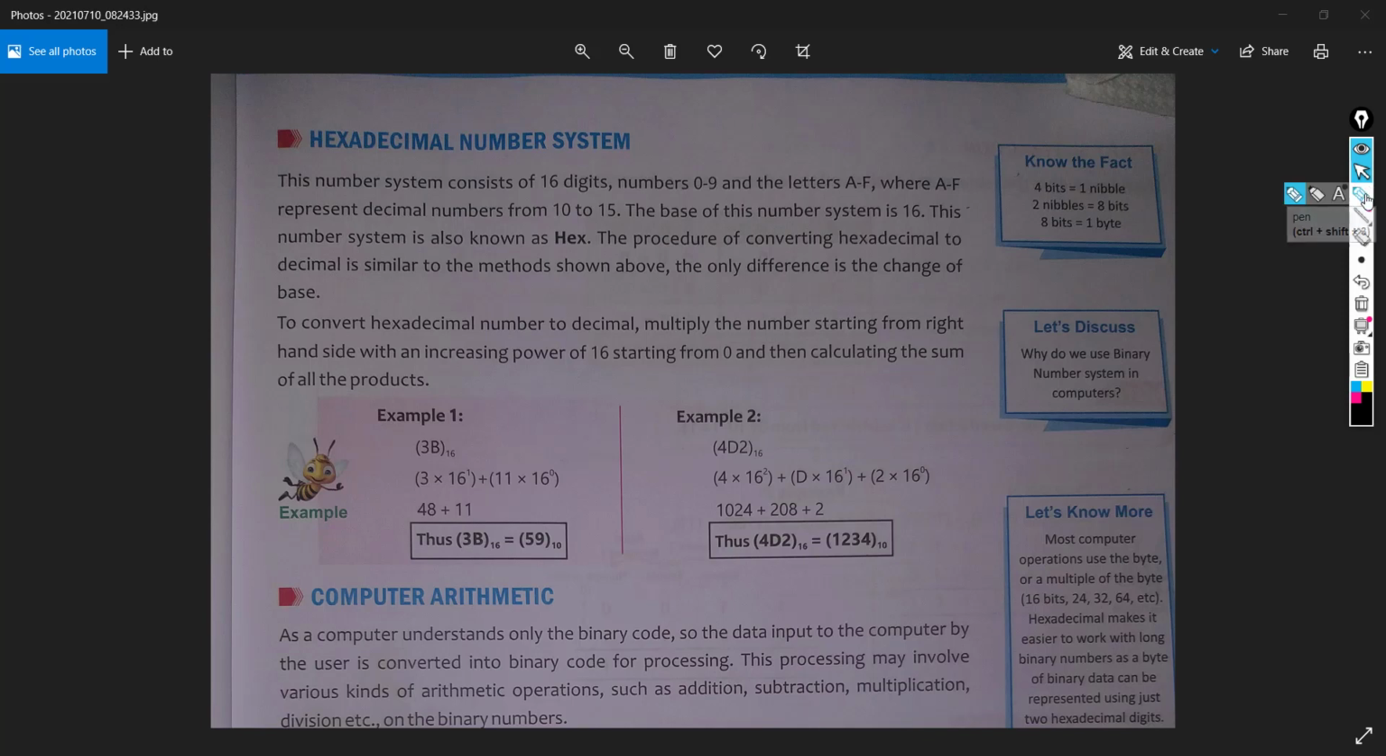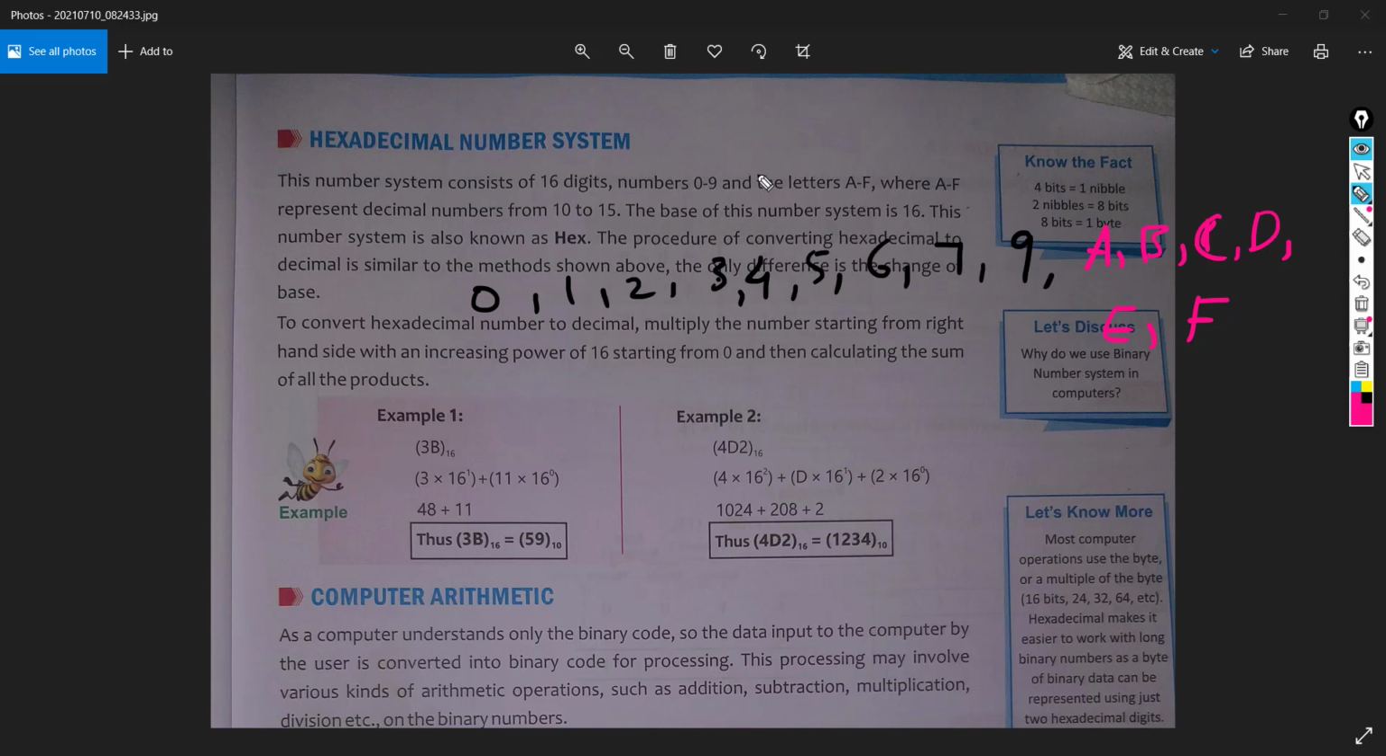To represent 0 to 9, we use the same digits as in the decimal number system, which are 0, 1, 2, 3, 4, 5, 6, 7, 8, 9. Then 10 is represented by A, 11 by B, 12 by C, 13 by D, 14 by E, 15 by F. So the hexadecimal number system contains digits from 0 to 9 and letters A to F, only capital letters, no small letters.